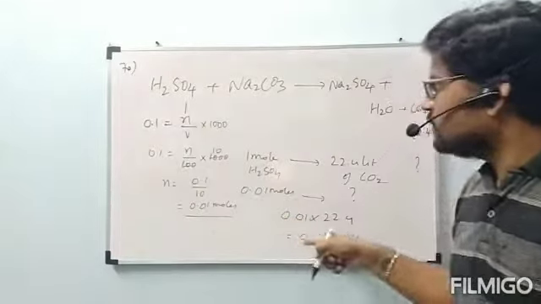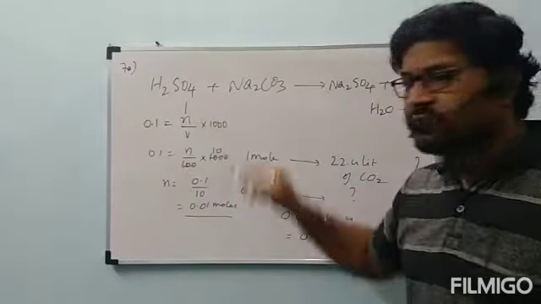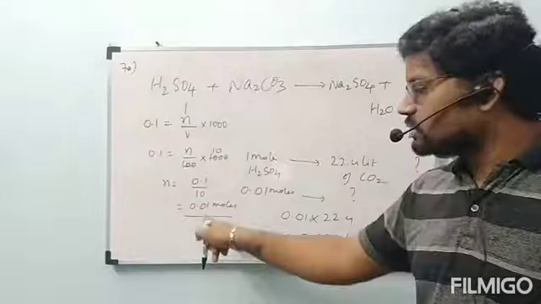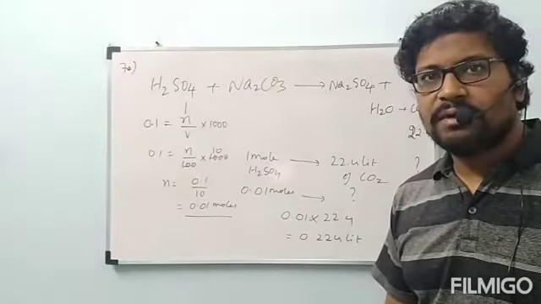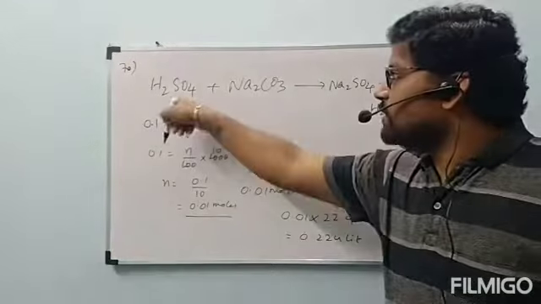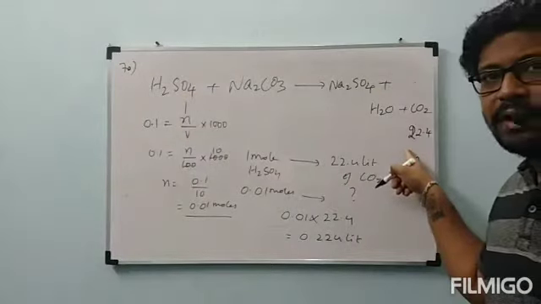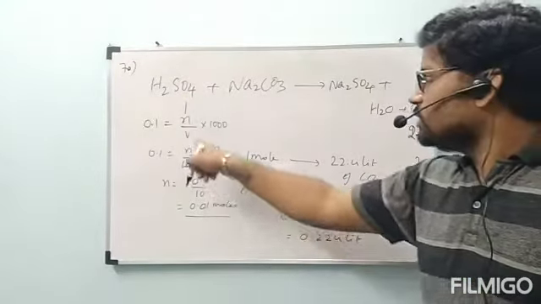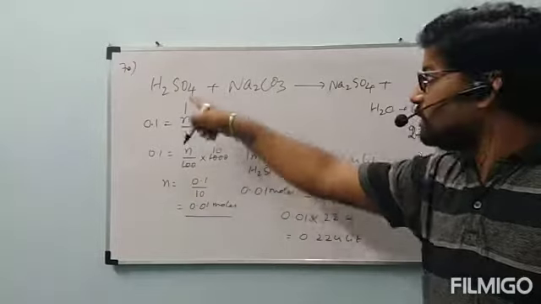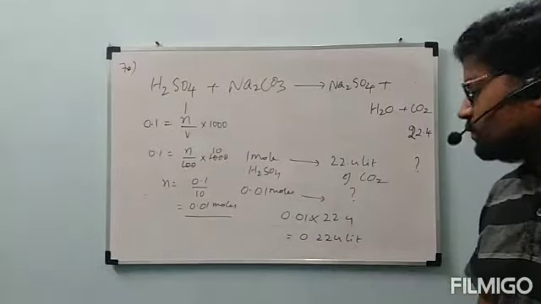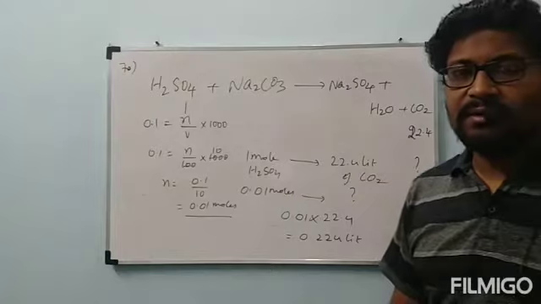Okay. Now this is the way. According to the given data, we found the number of moles of H2SO4 to be 0.01 moles. Actually, 1 mole of H2SO4 will give 22.4 liters of CO2. Then 0.01 moles of H2SO4 will give 0.224 liters of CO2. In this way, we can find.